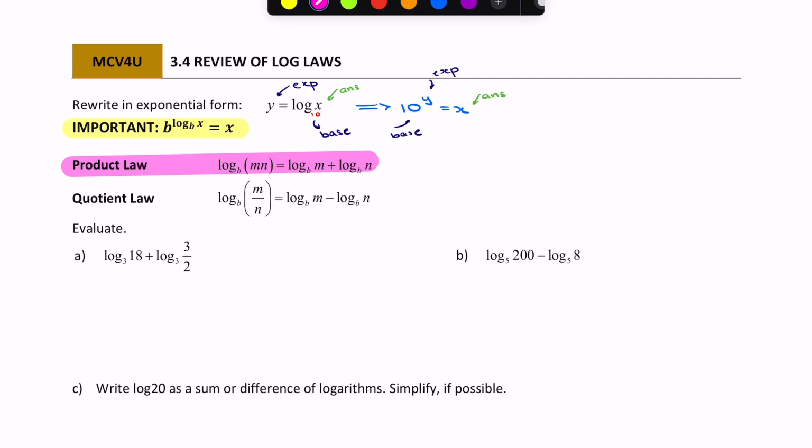And here, if we have a common base, for example log base b of b to the power of n, we see that it would simply be equal to just n.